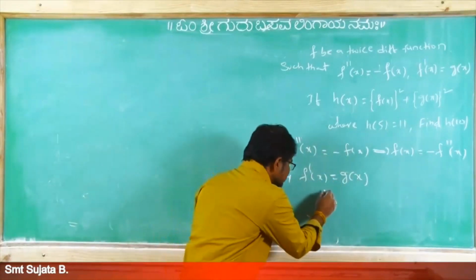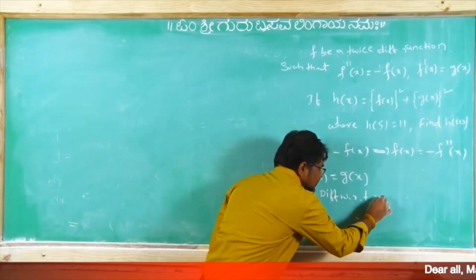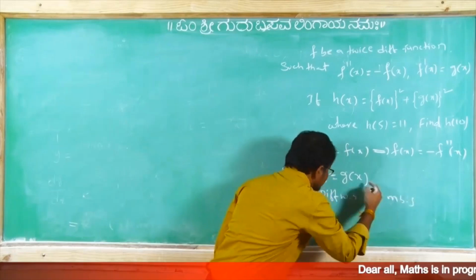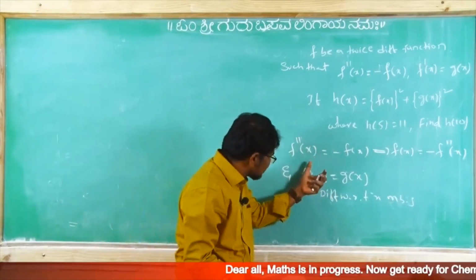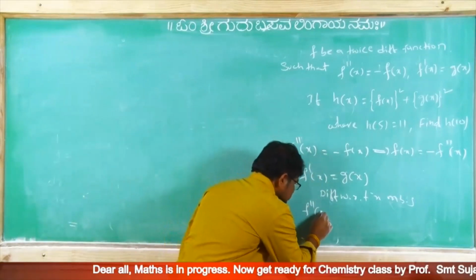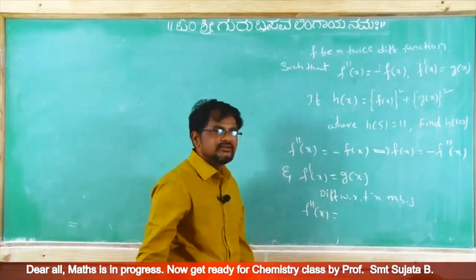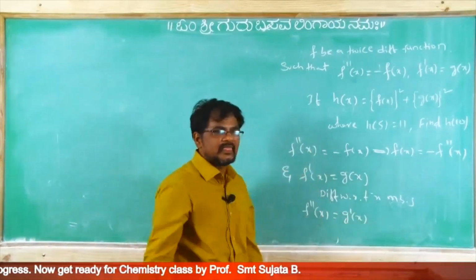So again, if you differentiate with respect to x on both sides for this one, second order, f dash becomes f double dash. f double dash of x equal to g dash of x. Okay, no?